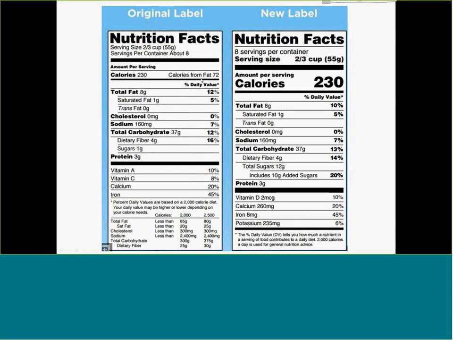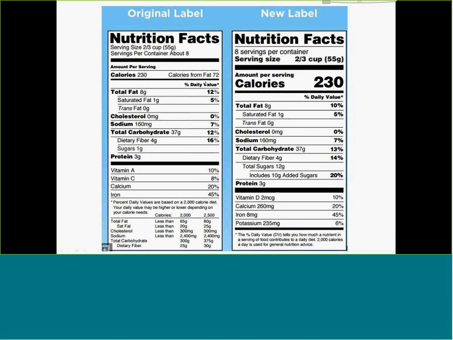What I liked with this old label is it told you how many calories were coming from fat. And so that helped out quite a bit, because then I didn't have to do the math of 8 times 9 equals 72, because the math was already done for me. 8 grams of fat times 9 calories per gram gives you 72 calories.